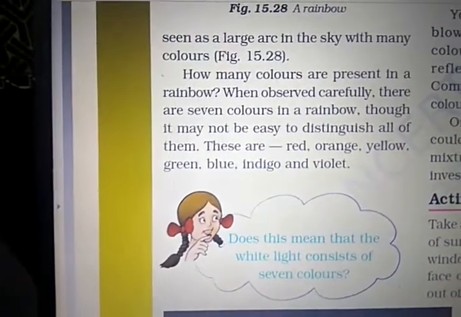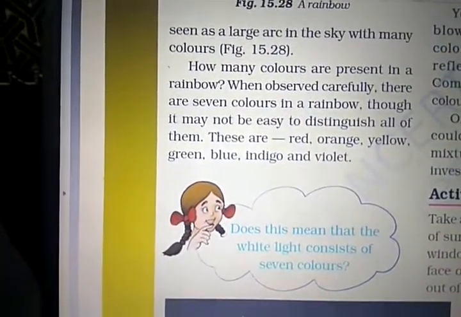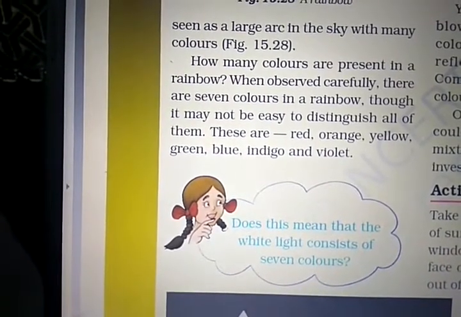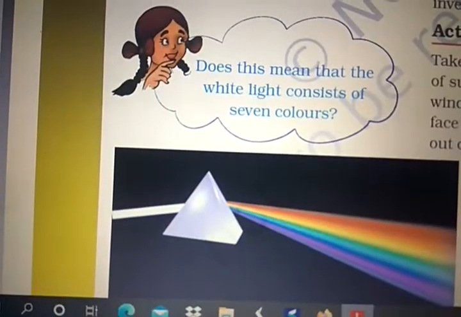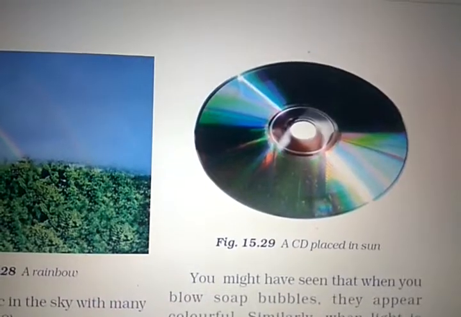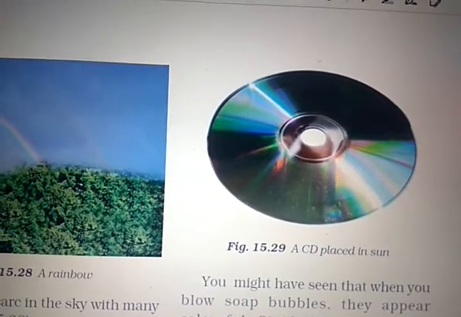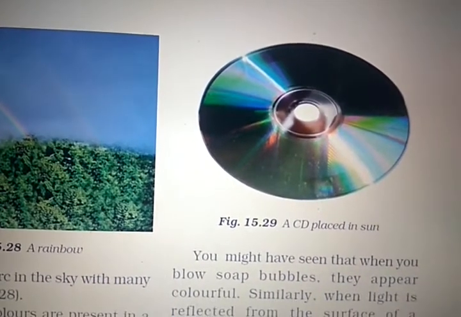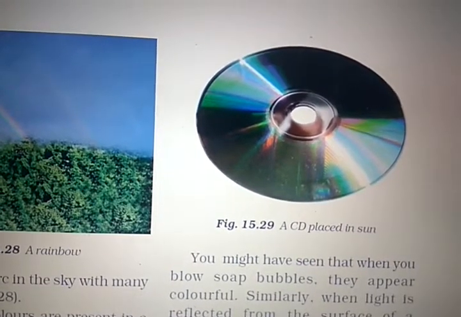VIBGYOR. We have to write the colors from down to top, VIBGYOR. Remember it this way. You can also visualize this through a CD. This VIBGYOR, the rainbow, you can also visualize through a CD when you place it in the sun.